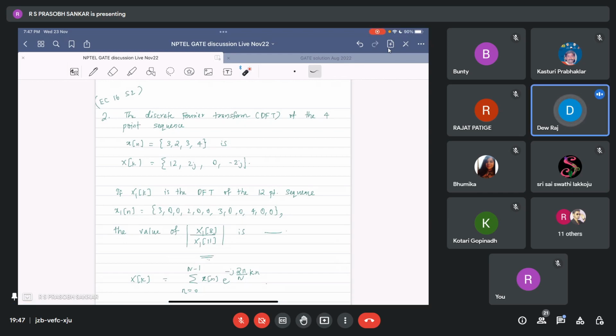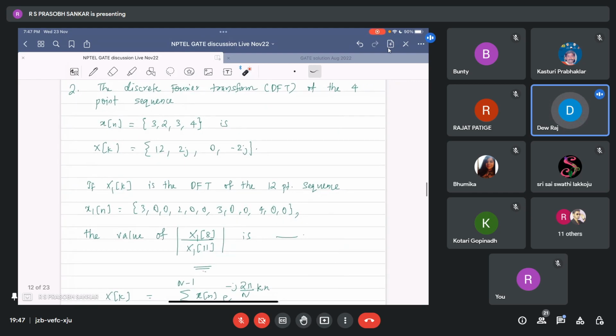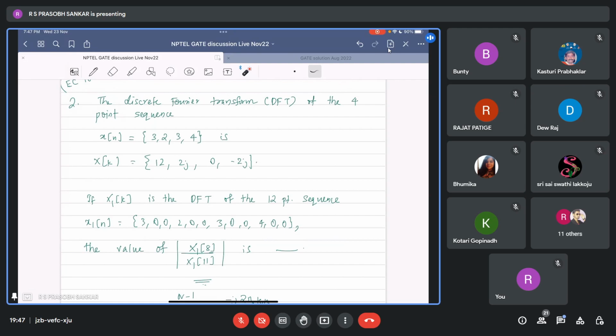Hello? So is that to find x1 of k, or I didn't understand that 3 comma double zero or 2 comma double zero. So we are defining a new sequence, which is obtained by adding 2 zeros after every non-zero value in the actual sequence. So 3, 2, 3, 4 is my actual sequence. Now I construct a new sequence by adding 2 zeros: 3, then 0, 0, then 2, 0, 0, 3, 0, 0, and 4, 0, 0. I am defining it like that. Is that okay?